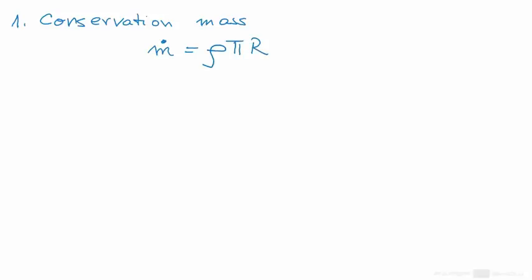For this, we need first the conservation of mass. You know that the mass flow rate through the rotor is constant on every section, and at the level of the rotor it is rho pi R squared, the area of the disk, times the velocity at the level of the rotor, V plus VI.